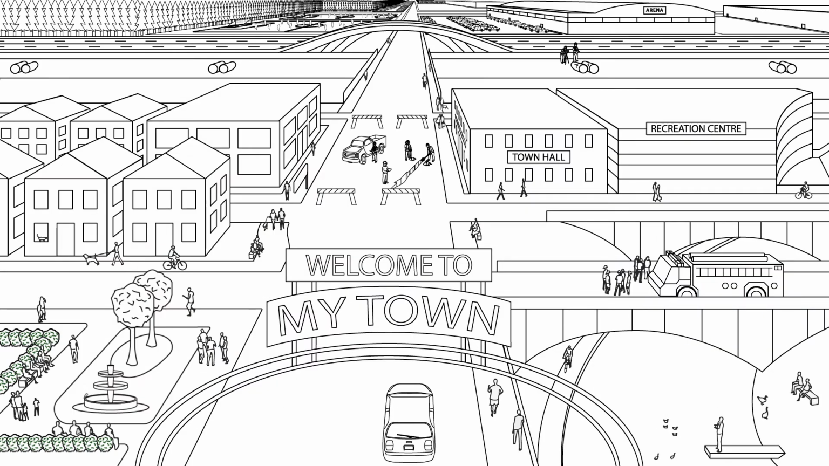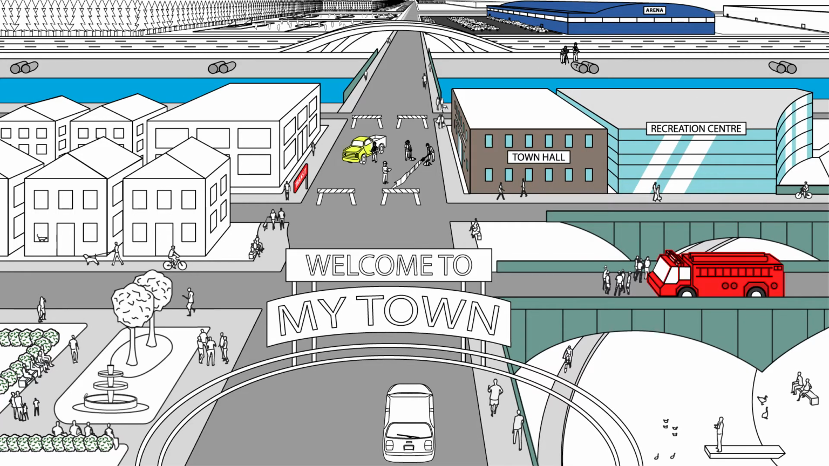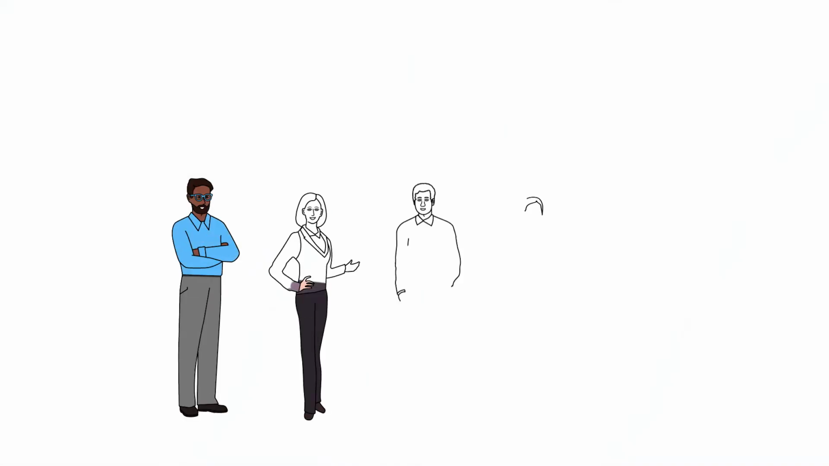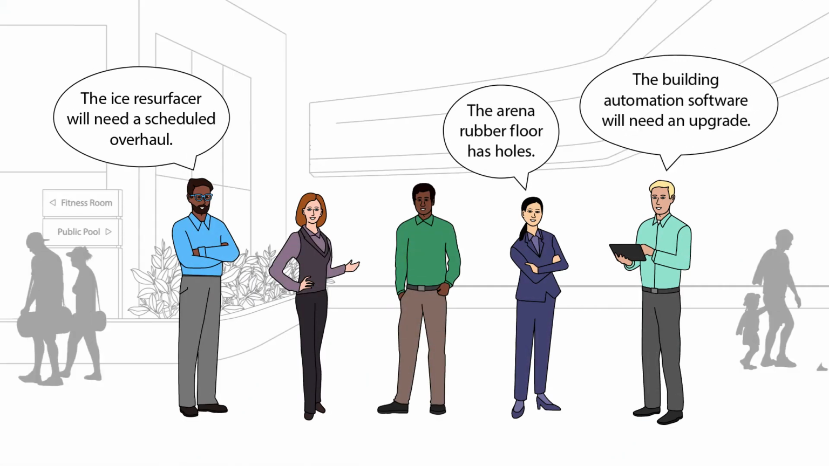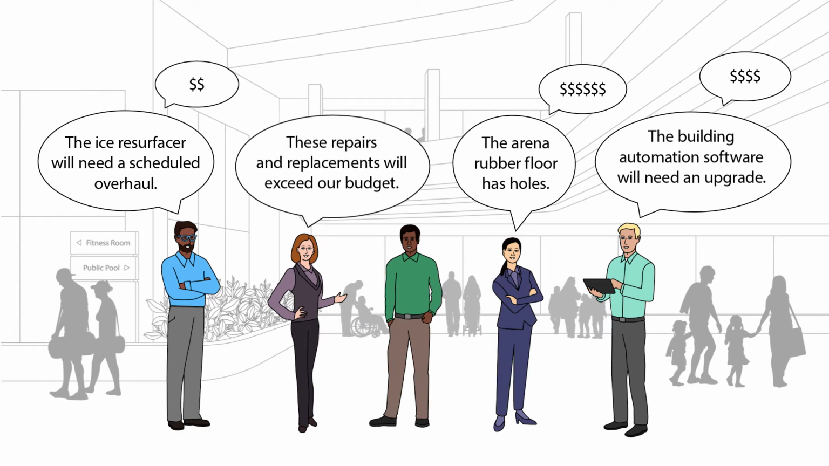My Town's services are supported by assets such as roads, bridges, facilities, vehicles, equipment, and parks. At My Town's recreation facility, staff are meeting to review asset performance deficiencies. They're noticing the costs to address these deficiencies will exceed their available budget and are unable to agree on how to prioritize these deficiencies.